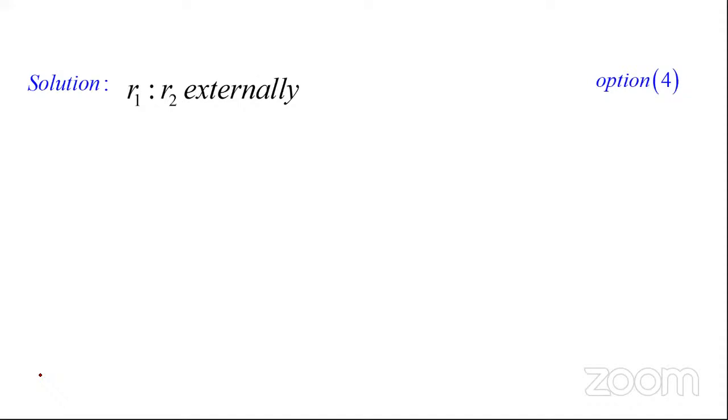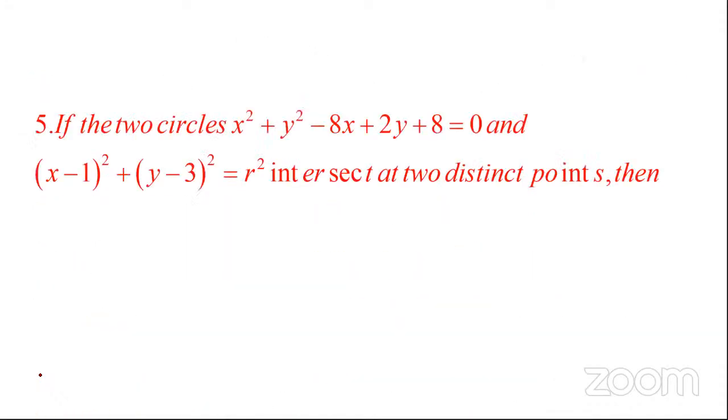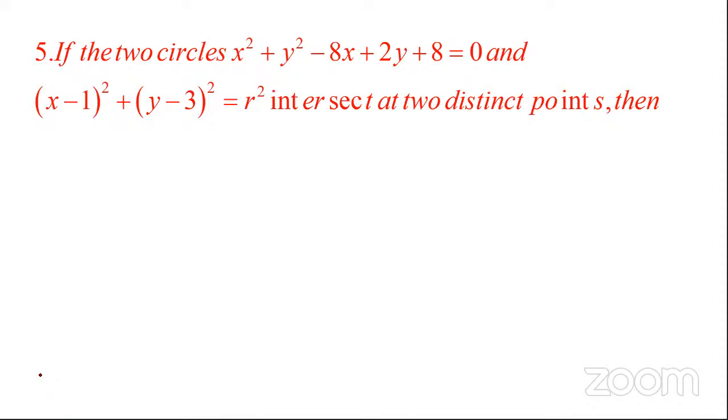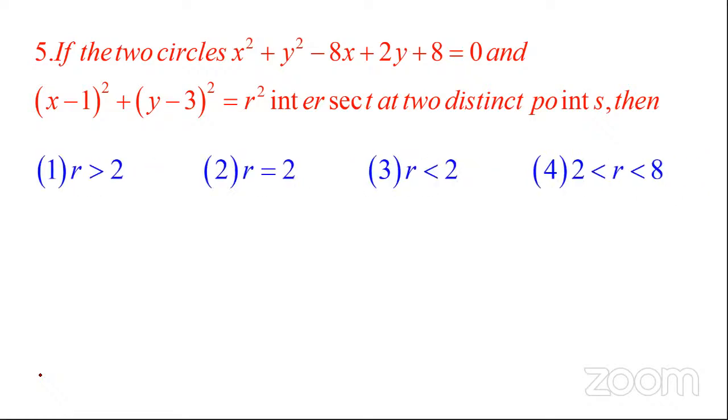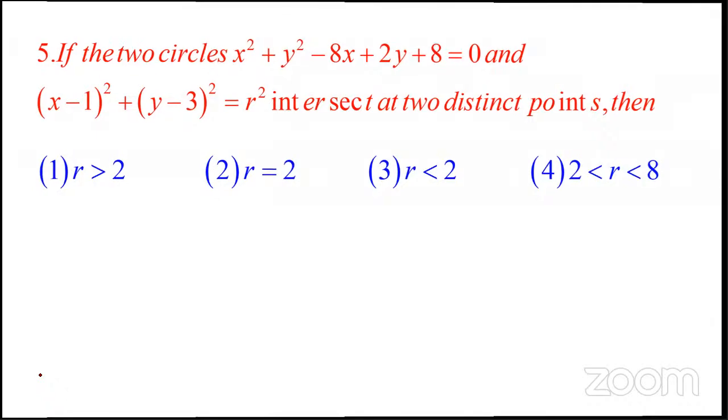So option 4 is the correct one for this one. Then if two circles x square plus y square minus 8x plus 2y plus 8 equals 0, and x minus 1 whole square plus y minus 3 whole square equal to r square, intersect at two distinct points, then r is greater than 2, r is equal to 2, r is less than 2, or 2 is less than r is less than 8. For this one, go through the solution.